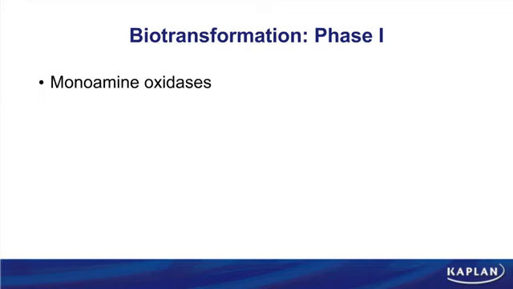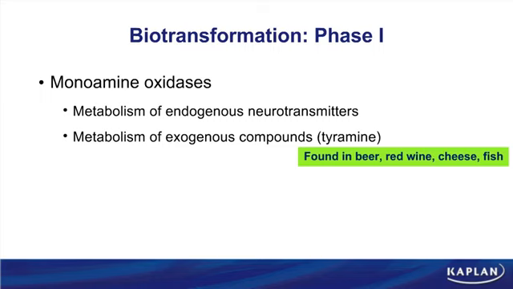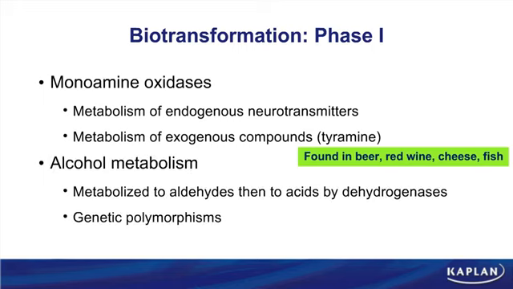You also have monoamine oxidases, enzymes that metabolize endogenous neurotransmitters like norepinephrine and serotonin. These same enzymes metabolize exogenous compounds like tyramine. Tyramine is found in things like beer, red wine, cheese, and certain types of fish. We're going to focus a lot on tyramine later on in possible drug interactions, but for now, remember, tyramine is metabolized by monoamine oxidase. Alcohols are also metabolized, and there can be some genetic polymorphisms related to the enzymes in alcohol metabolism, which is why some individuals are more sensitive to drinking alcohol than others. They can't metabolize the alcohol as effectively.